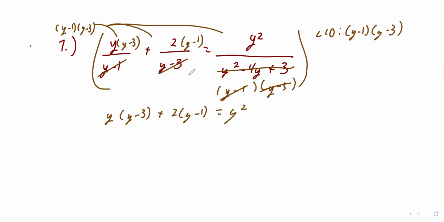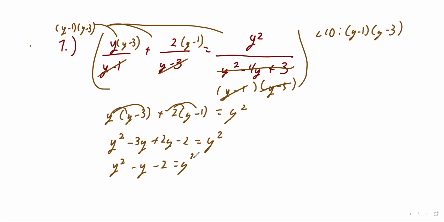So this is about as complicated as you'll see on your test and homework. It does get more in depth than that, but that's about as far as you'll have to go. Now I'm going to get rid of these parentheses by distributing. Y times y is y squared. Y times -3 is -3y, plus 2y minus 2 equals y squared. Combine like terms, so I get y squared minus y minus 2 equals y squared.